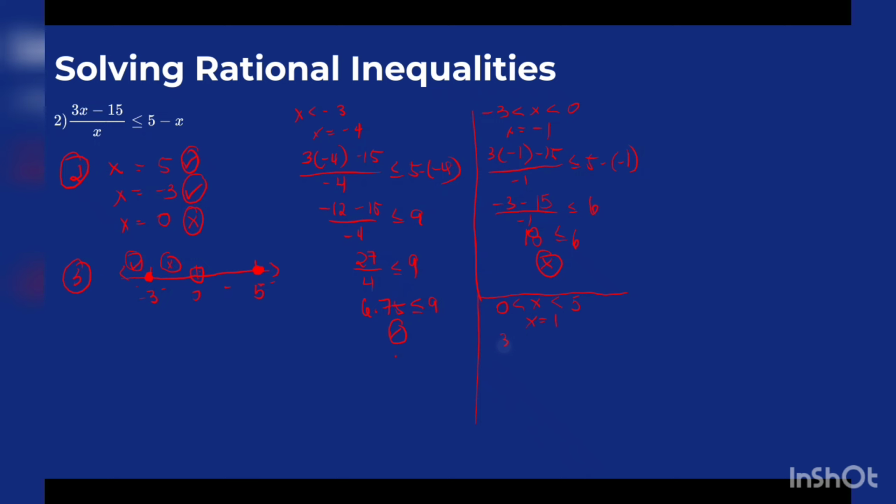Substituting, you'll have 3 times 1 minus 15 all over 1 is less than or equal to 5 minus 1. Simplifying, 3 times 1 is 3 minus 15, that is negative 12 over 1 is less than or equal to 4. And negative 12 divided by 1 is negative 12, less than or equal to 4, which is a true inequality. So that means this interval is included in our solutions.